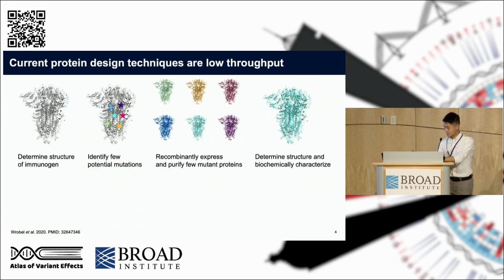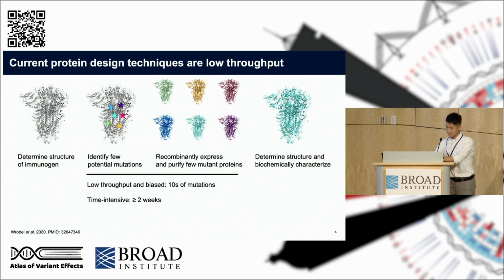So to engineer immunogens for vaccine design, a structure of the immunogen must first be determined. Then, using the structure, one would identify mutations that they think would stabilize the pre-fusion conformation of the protein. A few protein variants are recombinantly expressed and tested for whether they are stabilized in their pre-fusion conformation through biochemical and biophysical assays. We want to improve the speed of vaccine design by targeting these steps of the process so that vaccines can be deployed earlier and faster.